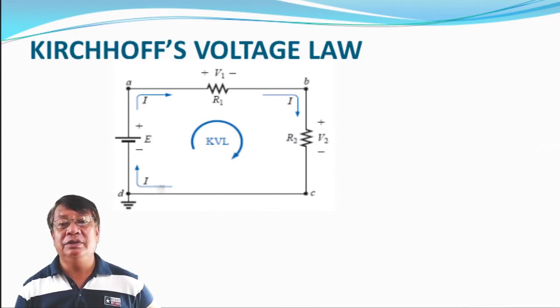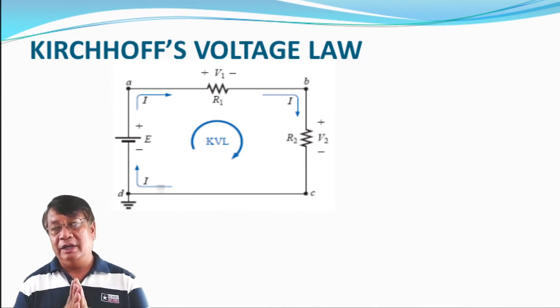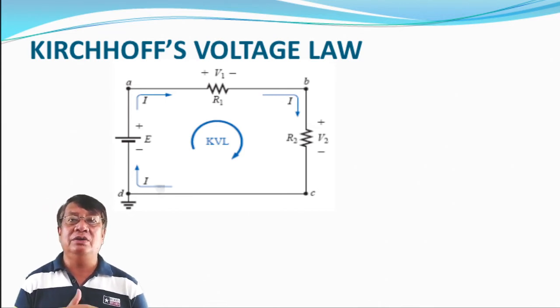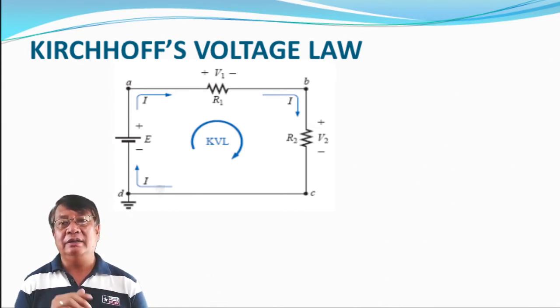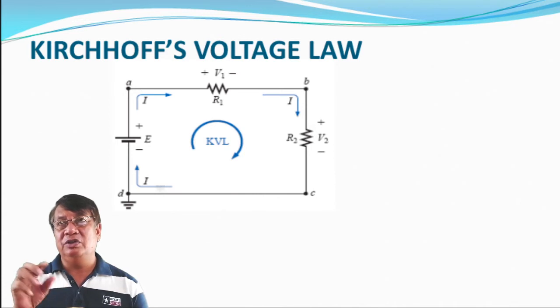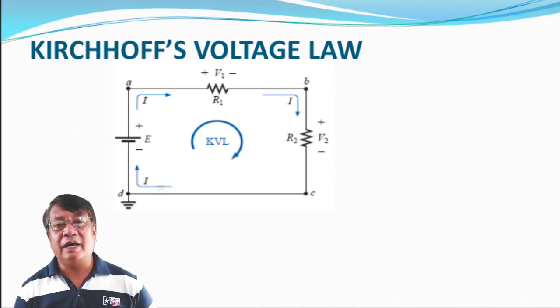Okay, let's continue our discussion with Kirchhoff's Voltage Law. Just to recap, Kirchhoff's Current Law states that the summation of the currents entering a node is equal to the summation of the currents leaving that node. Therefore, the summation of the currents at any junction or node is equal to 0. And this time, let us discuss Kirchhoff's voltage law.